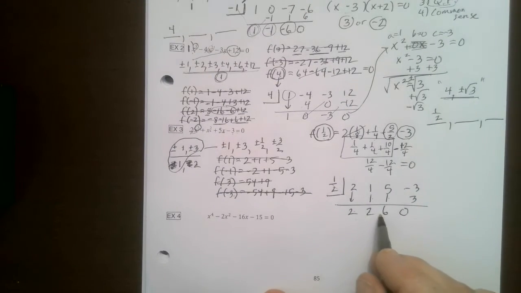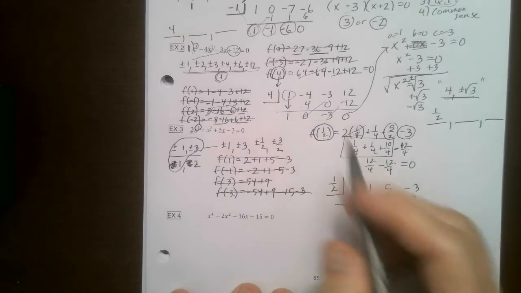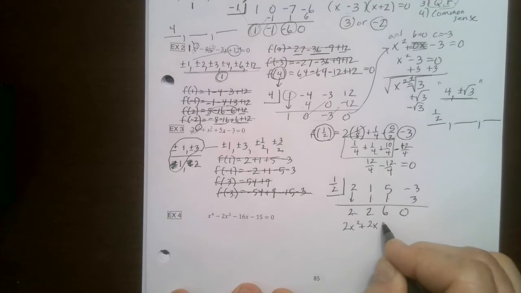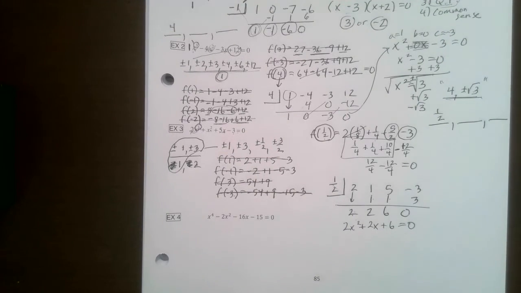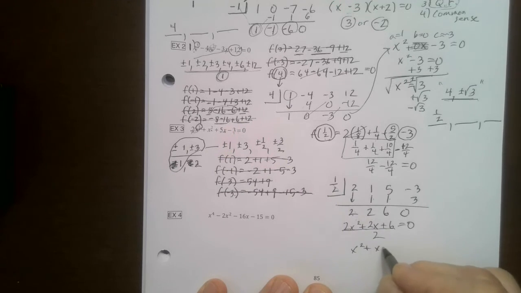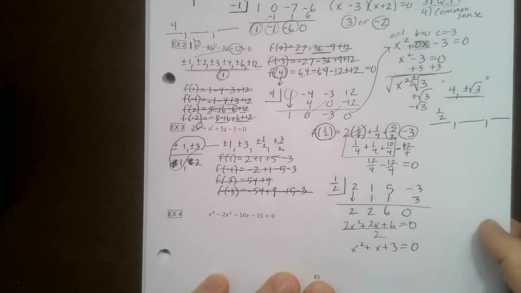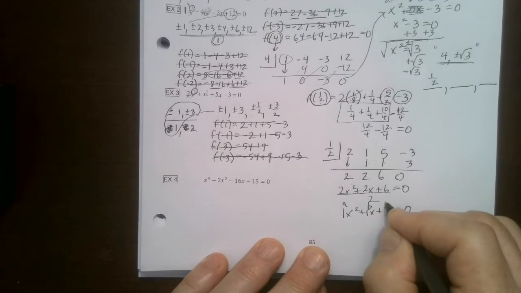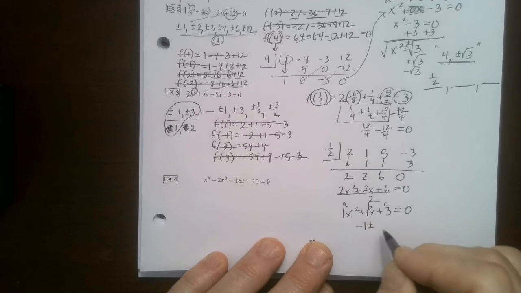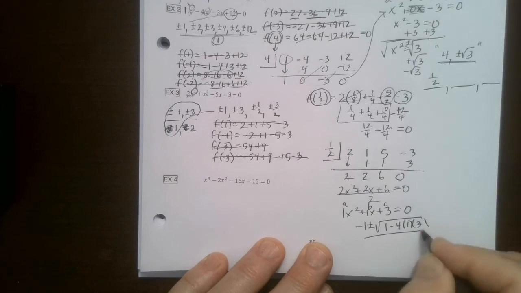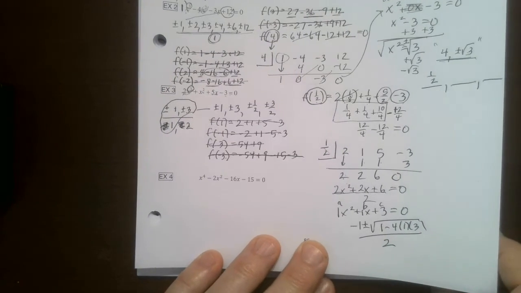So what is this even telling me? Remember the rule. If that's a 3, then this tells me I have 2x squared plus 2x plus 6 equals 0. Now, I'm running out of time, so I have to move fast. I'm going to divide by 2 because I can. X squared plus x plus 3 equals 0. Now, this is not factorable. So my a is 1, my b is 1, and my c is 3. So negative b plus or minus the square root of b squared minus 4 times a times c all over 2a, which is 2. Oh my goodness, not going to make it.